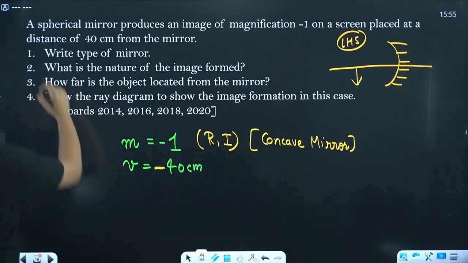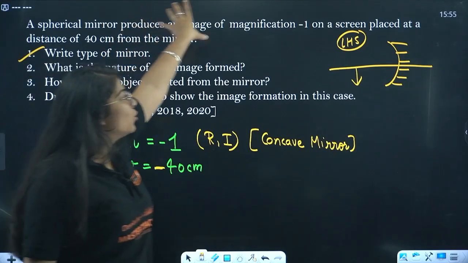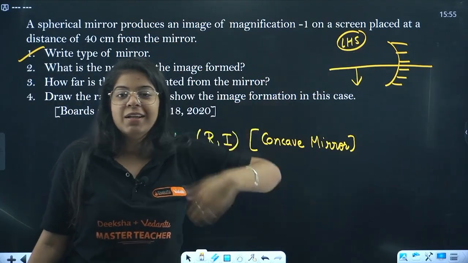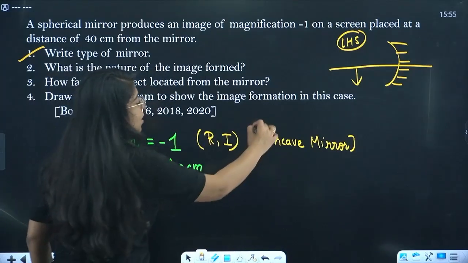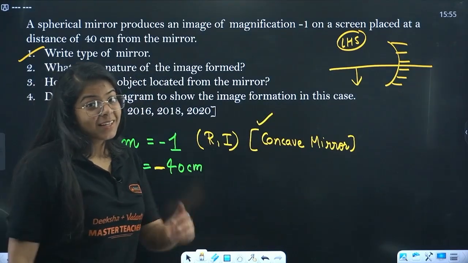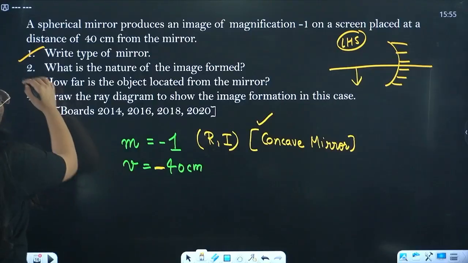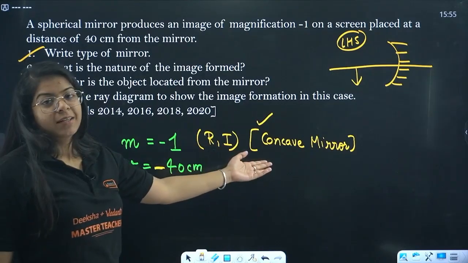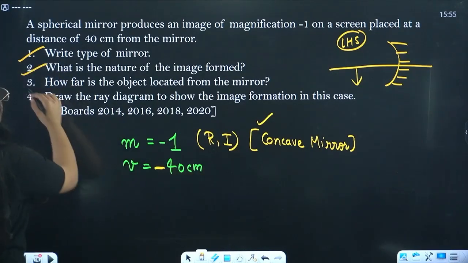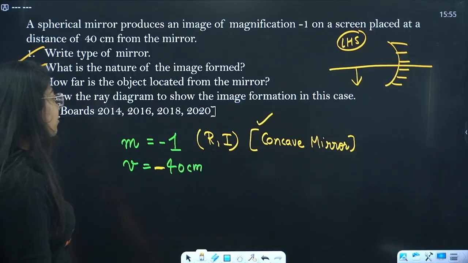So what type of mirror is this? When you do this question, you don't have to read the parts. You already know this is a concave mirror. Then beta, what is the nature of the image formed? Again, real and inverted.